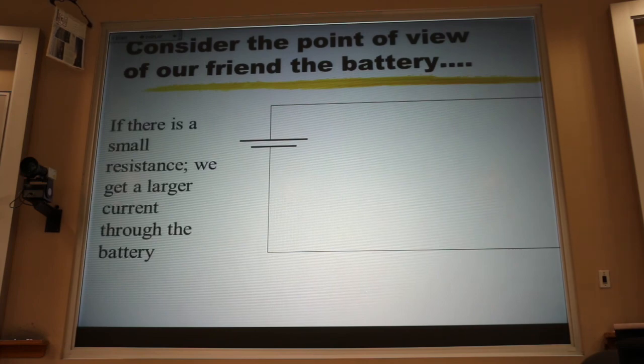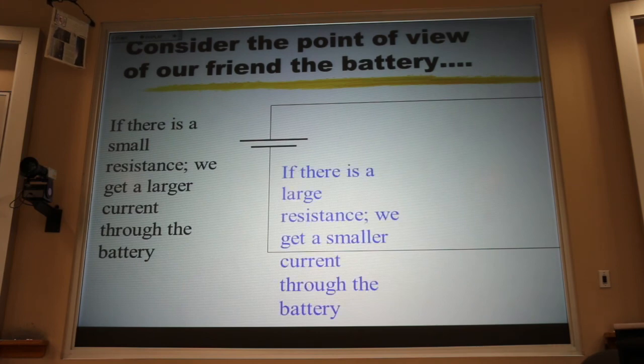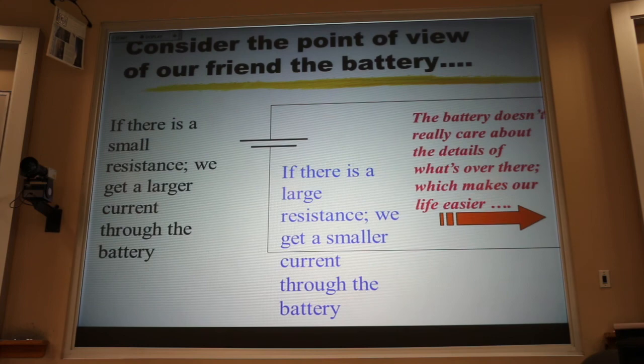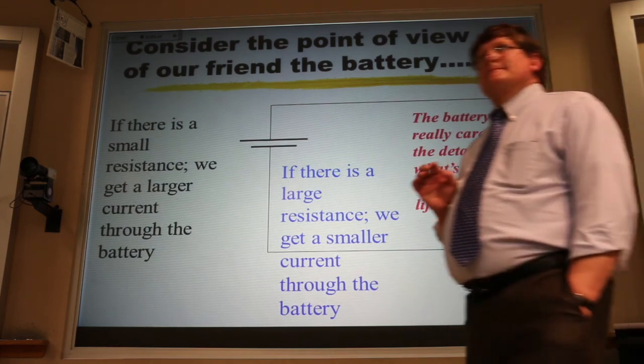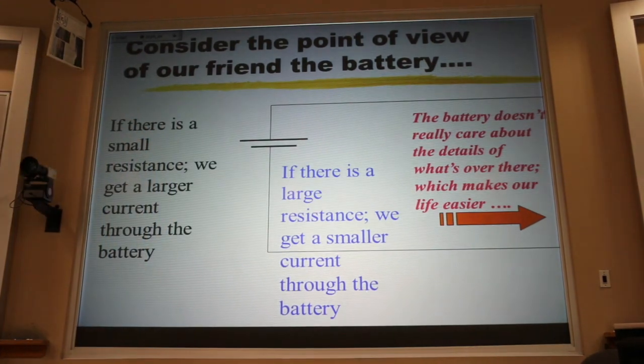If we look at some messy circuit like a stereo, and we hook it to a battery, as far as our friend the battery is concerned, all he cares about is if there's a small resistance out there, a lot of current flows through me. If there's a big resistance out there, a trickle flows through me. Not very much. But the battery really doesn't care about all the details. Okay? And so, for the purposes of knowing how much current will flow through the battery, we can replace that whole messy stereo with just one single resistor that we call the equivalent resistance.